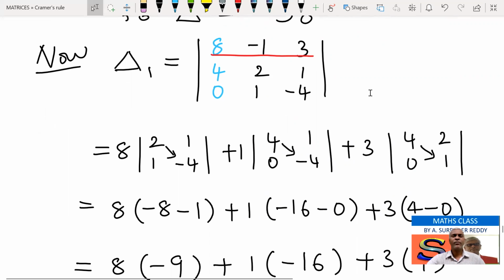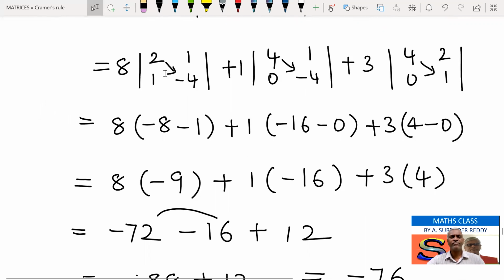8 into the remaining 4 numbers, minus 1 into the remaining 4 numbers, and 3 into the remaining 4 numbers. Simplifying by AD minus BC, just like cross multiplication. 2 into minus 4, minus 1 into 1. 4 into minus 4, minus 0 into 1. 4 into 1, minus 0 into 2.